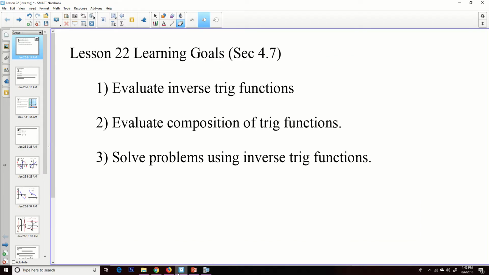Let's get to it. So today we're going to define and evaluate inverse trig functions. We're going to evaluate the composition of trig functions, and we are going to solve some problems using inverse trig functions. Now, what are inverse trig functions?